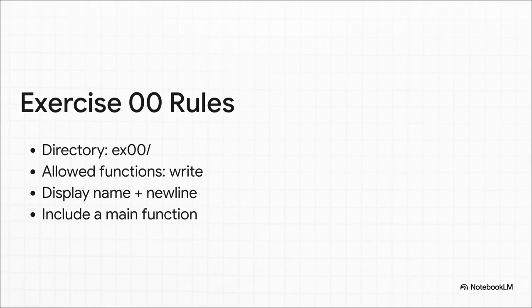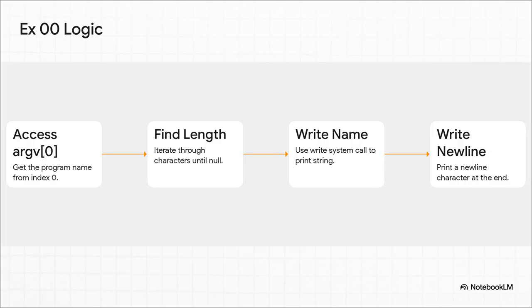Now, as a student in the Piscine, you know you always have to pay strict attention to the rules. Your turn-in directory is ex00. The only allowed function is write, so no, you cannot use printf or strlen. The goal is to display the program's name followed by a new line. And importantly, since this isn't just a helper function you're writing, you have to include a full main function to actually compile the executable. So how do we actually solve this?